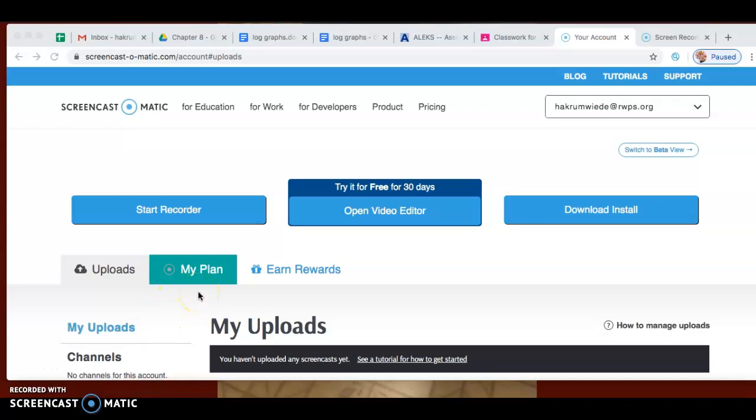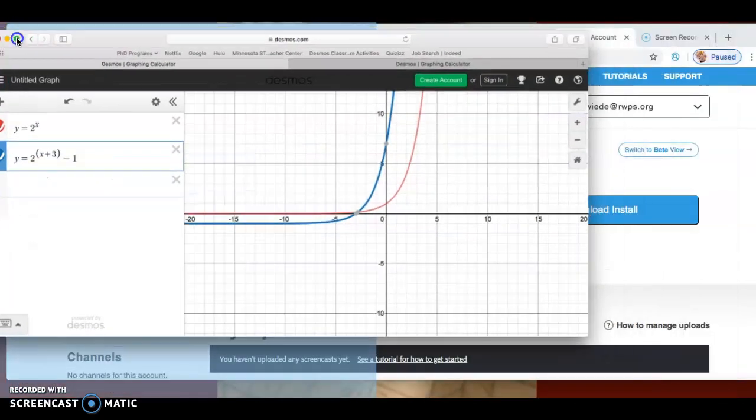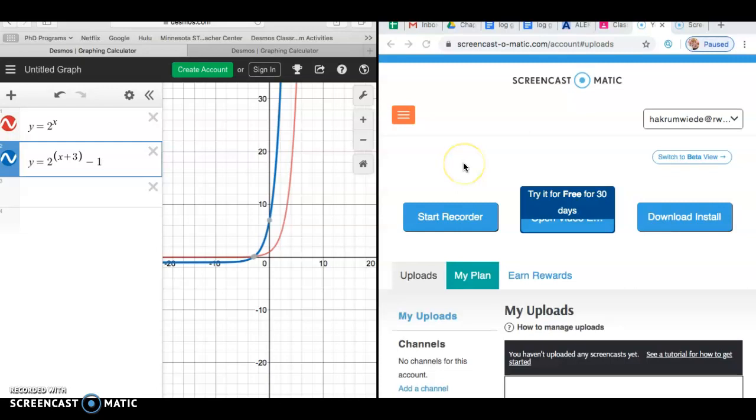All right, hey guys, just give me a second to get my computer into split screen mode, and then we will get going. Our topic is graphing logarithmic and exponential functions, all right?